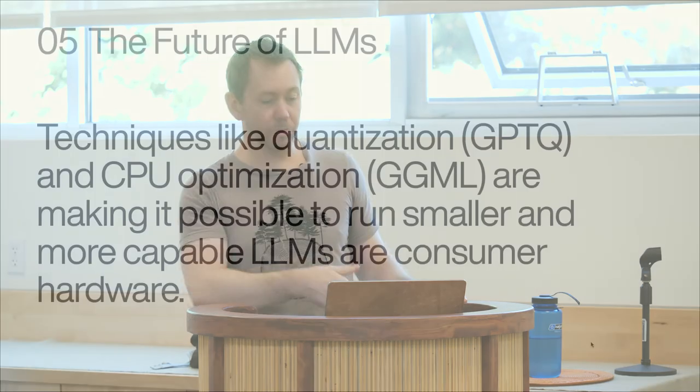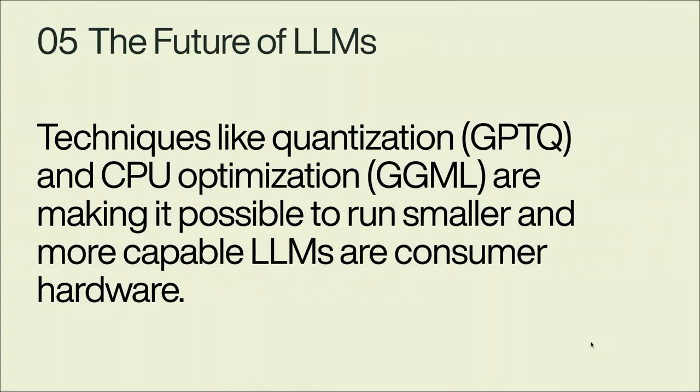Techniques like quantization, which I talked about before, and also CPU optimization, are making it possible to run smaller and more capable LLMs on consumer hardware. There's a lot of folks doing work to take these models, typically smaller ones like 7 billion to 13 billion parameters, and run them on consumer hardware. If you really wanted to, there are versions of the Llama models you could run on your own laptop. It's gonna be a little slow, but there are people doing it. This is the idea of edge AI.